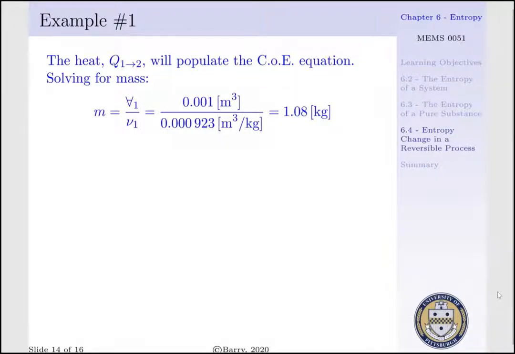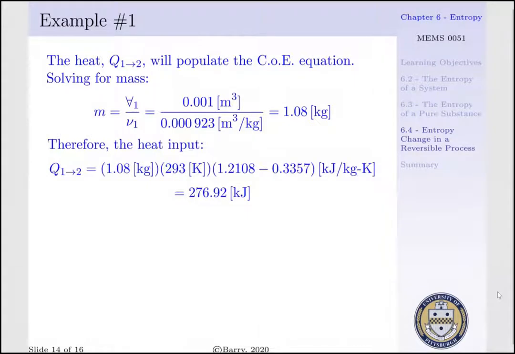First, we have to solve for our mass before we can solve for our heat input. Our mass is equal to our volume per our specific volume taken at state 1. Our volume at state 1 is 0.001 meters cubed, and our specific volume was taken as 0.000923 meters cubed per kg. Thus, we have 1.08 kilograms of R410A.